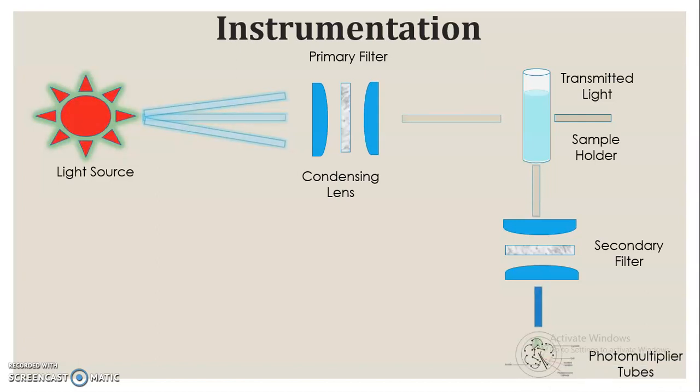Generally, photomultiplier tubes are used in the fluorimeter because they are more sensitive and more accurate, and due to this, photomultiplier tubes are used as a detector in that particular instrument. So this is about the construction as well as the working of this particular fluorimeter.